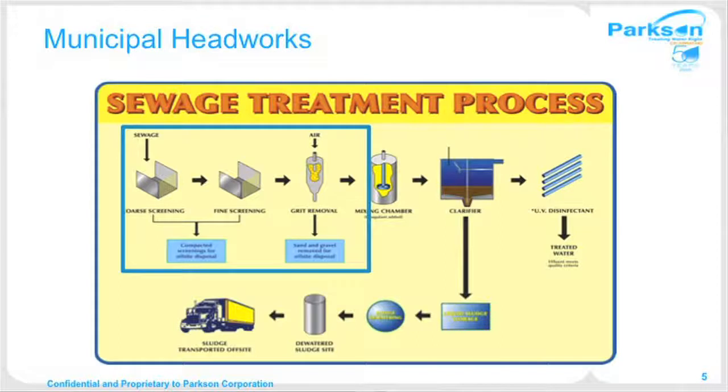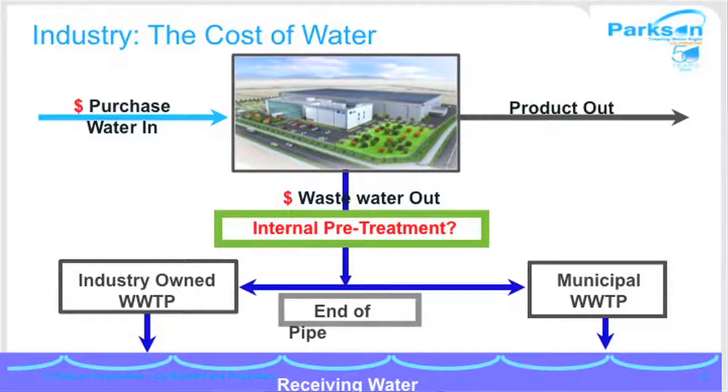In a municipal wastewater treatment plant, screens are typically used at the headworks area, what we call a preliminary treatment step. And in industrial applications, they are used to reduce the cost of water. As we know, every industry produces a product, and to do this, many industries use water and purchase this water coming into the plant. Then it turns into wastewater, and they have to pay more money to discharge it.